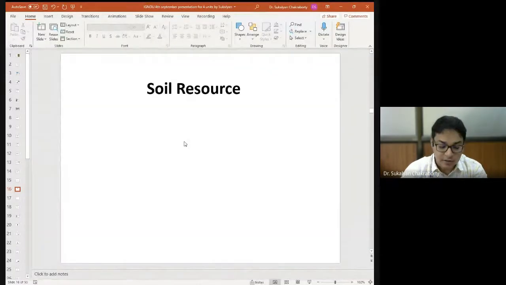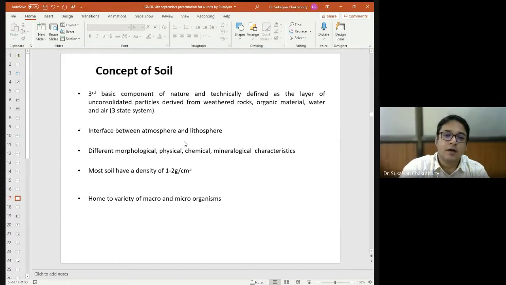So I can proceed to the next part of the presentation, that is soil resource. So far we have been discussing the land resources. Now, we all know that soil is basically the building block, or you can say the unit of land, that makes up the land resource and the qualities of the land resource. The concept of soil is that it's an interface between atmosphere and lithosphere. It has different physical, mineralogical, and chemical factors.